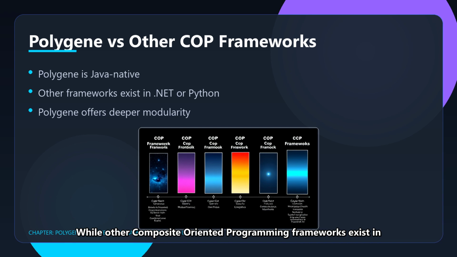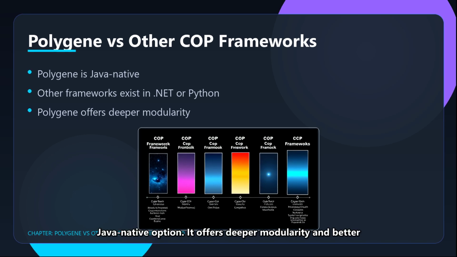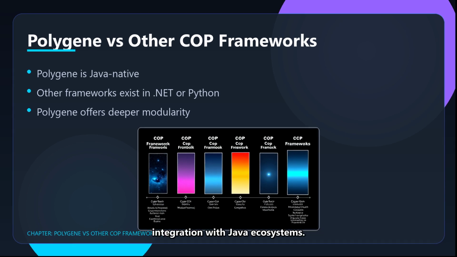While other composite-oriented programming frameworks exist in .NET or Python, Polygene is the most mature Java native option. It offers deeper modularity and better integration with Java ecosystems.